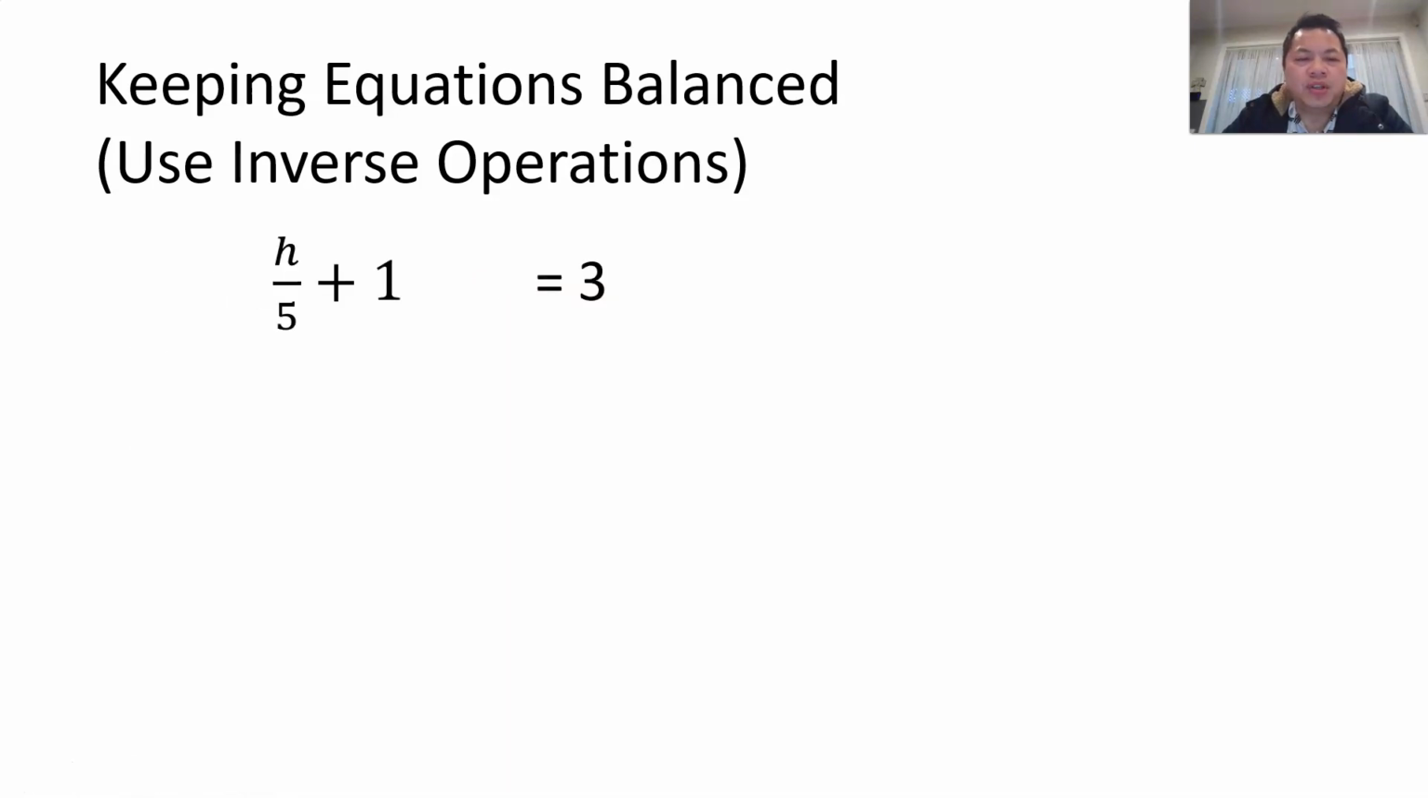What about this question here? So again, looking at this, h over 5 plus 1. I need to get rid of the plus 1 and I've got to get rid of the 5. So get rid of the plus 1 first. So you minus 1 on the left hand side and the right hand side. That's how I get this.